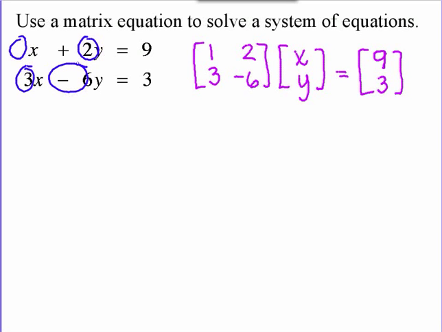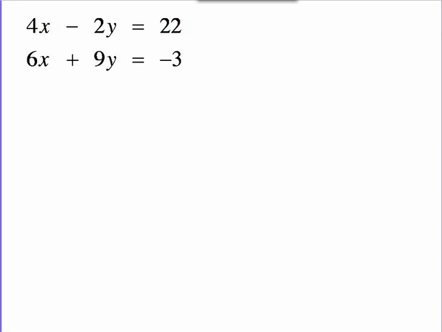So see how I took those numbers? I put those into a matrix. Where did the x and the y come from? Yeah, those are the variables. That's how you write it in a column. Where did I get the 9 and the 3? On the equal to sign. So last but not least, let's go here. How would I write that one?